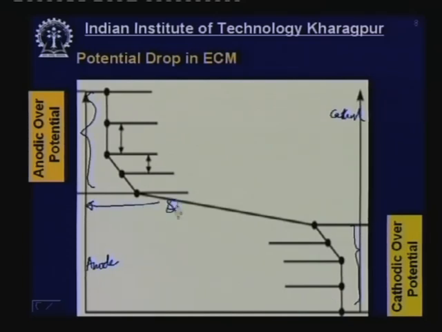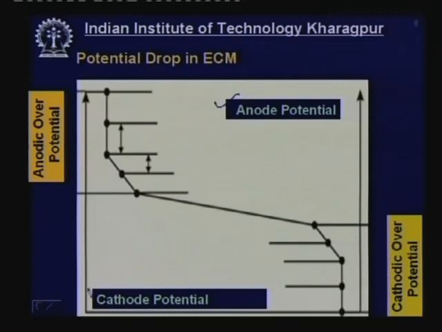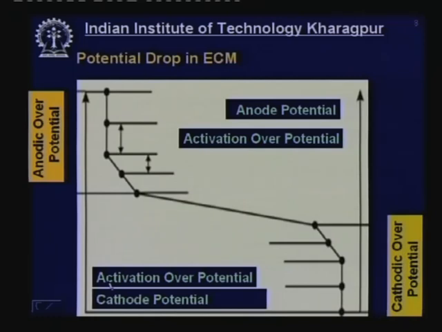What is this separation? This is the distance between my two electrodes. This is the cathode, so this has to be my tool, this is the anode, so this has to be my workpiece, and this is the distance of separation. Now, the first drop is the anodic potential drop at the anode, and similarly the cathode potential drop at the surface of the cathode, which is followed by the activation overpotential.